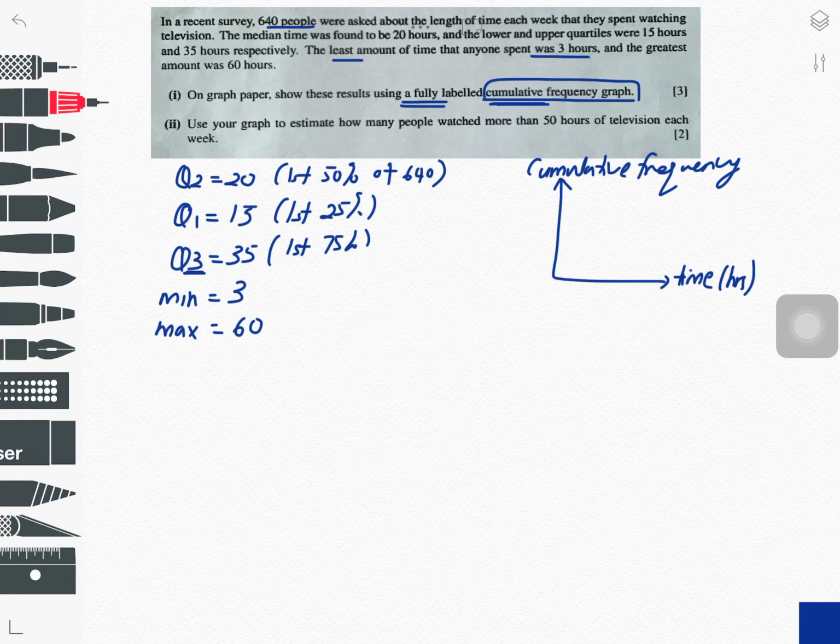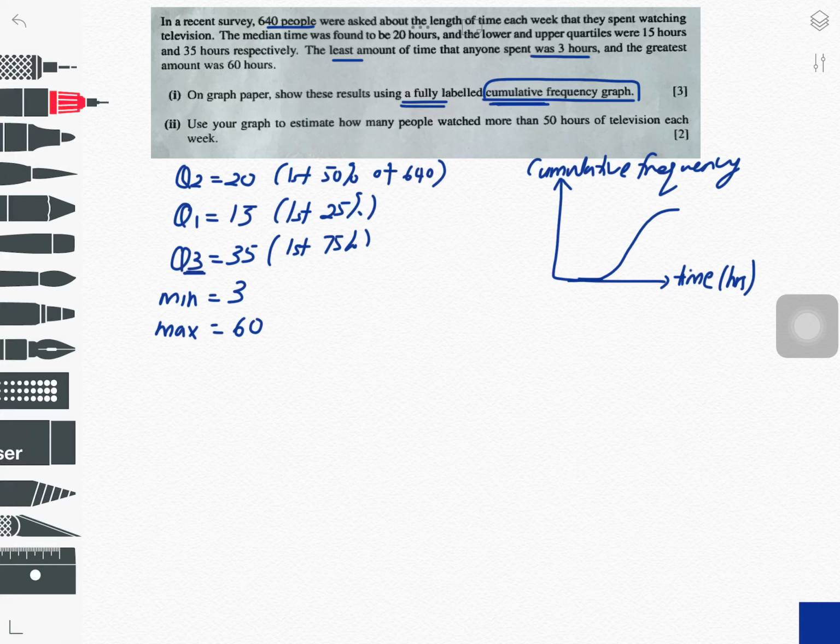And then a cumulative frequency usually looks like that. It must start from the x-axis, must touch anywhere from the x-axis, which is your time, and then it has to go up. Or it can even be like that, as long as you start from the x-axis, not necessarily origin. So how do I do this now?